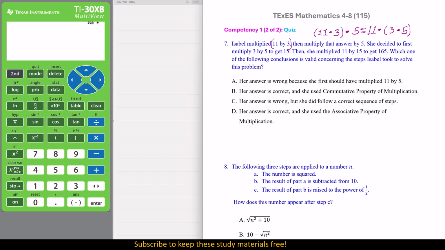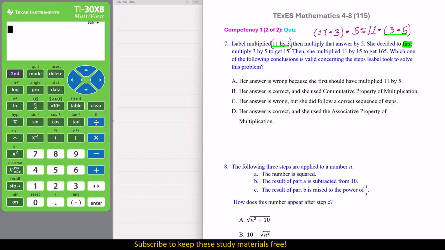We have the word first being used. Let's look again at how it's used. She decided to first multiply 3 by 5. So the implication is that she's changing order. She's going from doing this first to this first. I had to read this a couple of times, I had to really work through it.